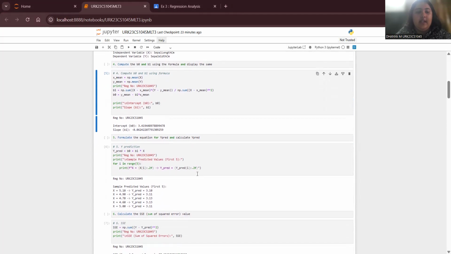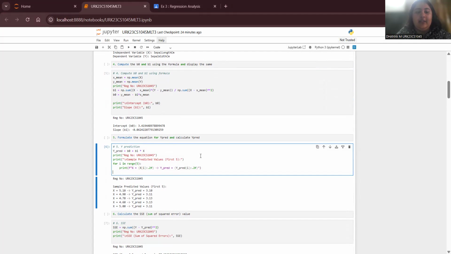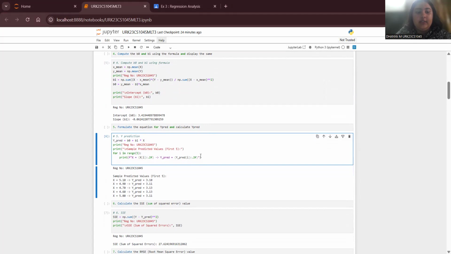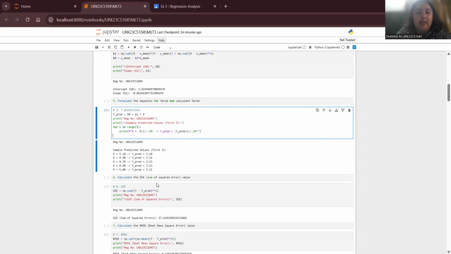For the fifth question, I have formulated the equation for y pred and calculated y pred. After computing B naught and B1, the regression equation is formed: y pred equals B naught plus B1 into x. Using this equation, predicted values of sepal width cm are calculated for each value of sepal length cm, and you can see that in the output.